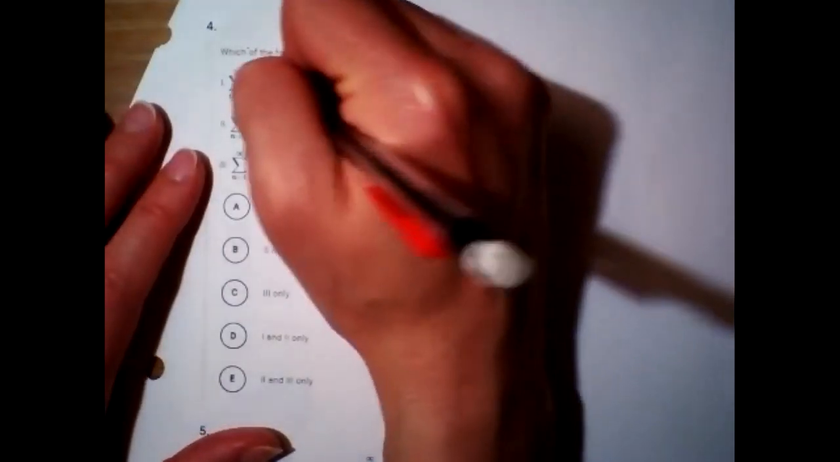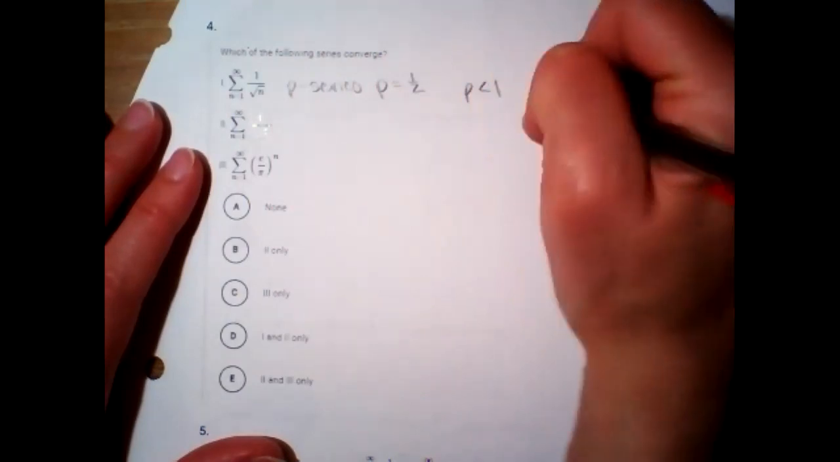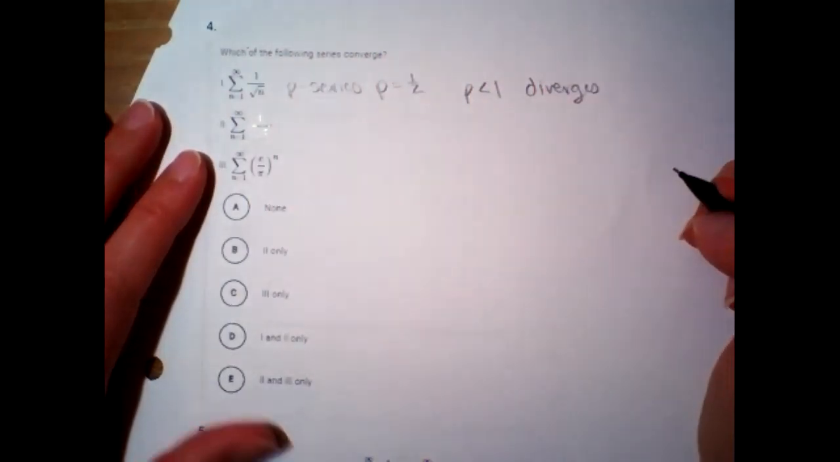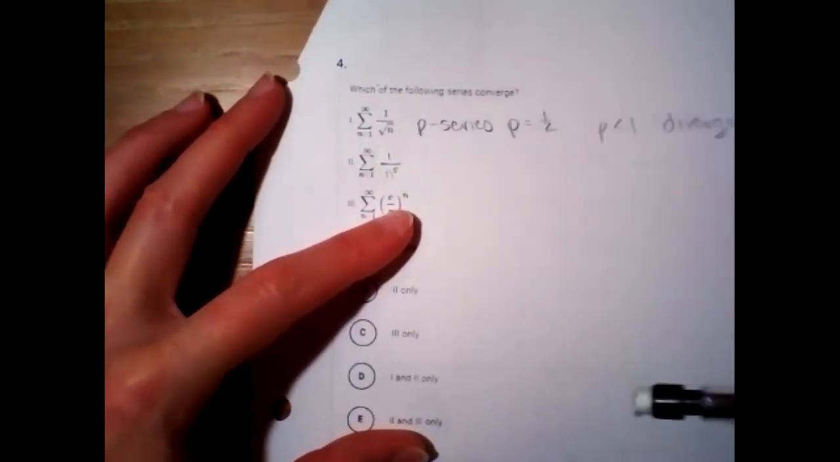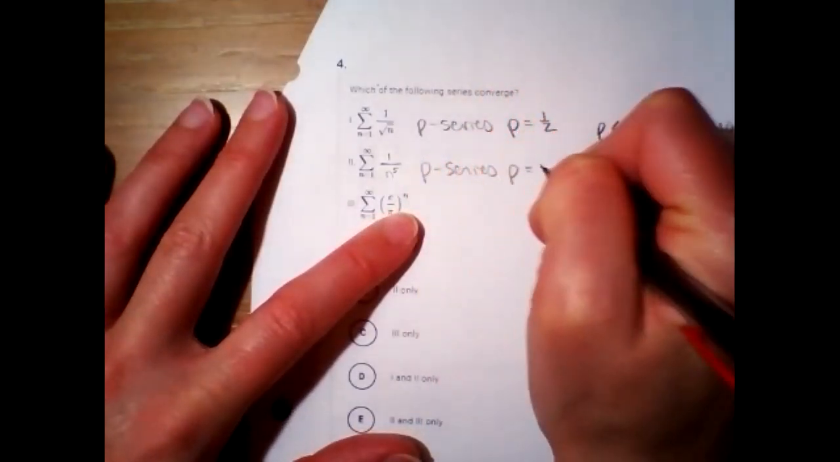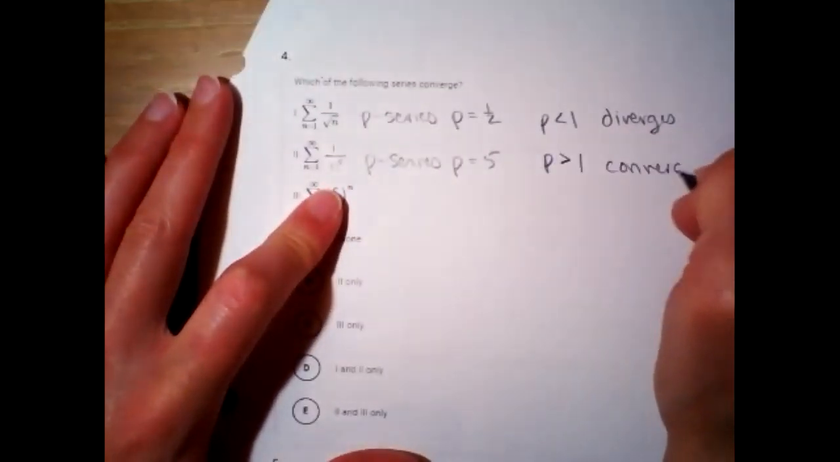So this first one is a P series, and P is a half, and a half is smaller than 1, so it diverges. And then for this next one, it's 1 over n to the 5th. So that's a P series as well, where P is 5, and so P is bigger than 1, so that converges.